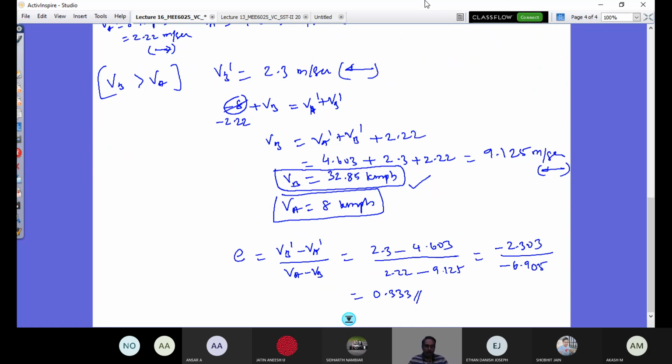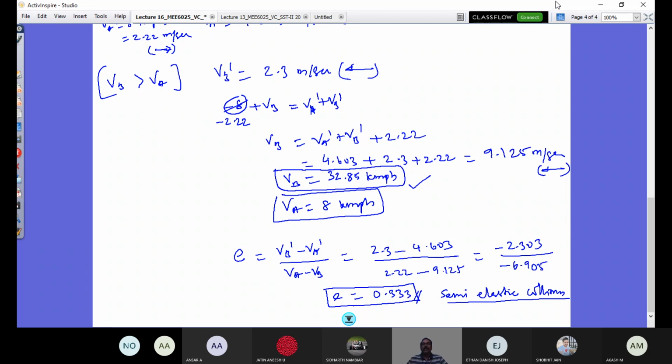Let me do once again, 2.3 minus 4.603 divided by 2.22 minus 9.125. 0.333 is what is the E value. So it is neither perfectly elastic nor perfectly plastic. It is semi-elastic condition, or it is elastoplastic condition.